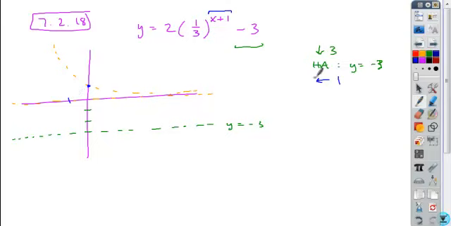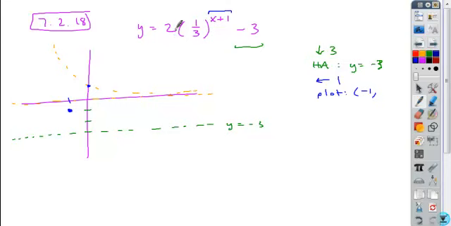Now we want to plot this critical point. If we plot this critical point, we know we're going to use -1 as our x-coordinate, and let's find what the corresponding y is. If x is -1, then we have a power of 0. 1/3 to the power of 0 has a value of 1, times 2 is 2, minus 3 is -1. So this point gets shifted to right here.